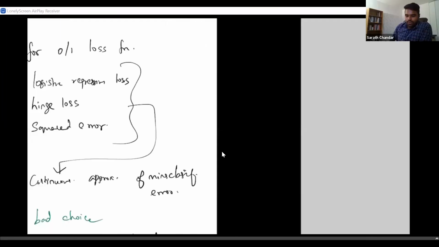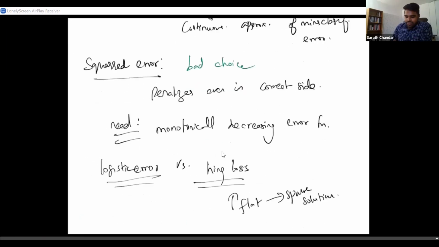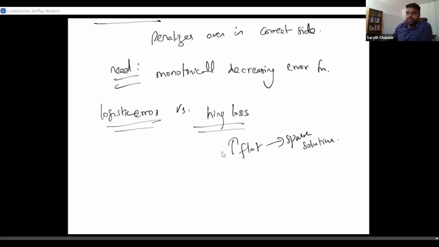Can you explain again why the solutions would be sparse? In the case of hinge loss, it is the flatness of the loss that leads to sparse solutions. But you could also bring that with your logistic error by just adding an L1 regularization.